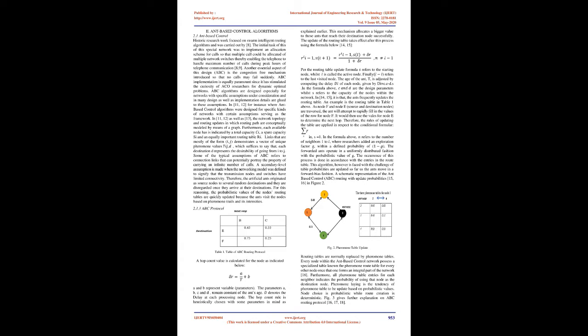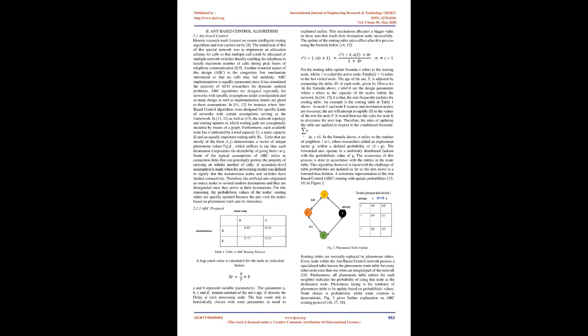ABC algorithms are designed especially for networks with specific assumptions under consideration, and in many designs as well as implementations, details are glued to these assumptions. In 11, 12, for instance, ant-based control algorithms were designed for specific kinds of networks with certain assumptions serving as the framework. In 11, 12 as well as 13, the network topology and routing updates, in which routing paths are conceptually modeled by means of a graph.